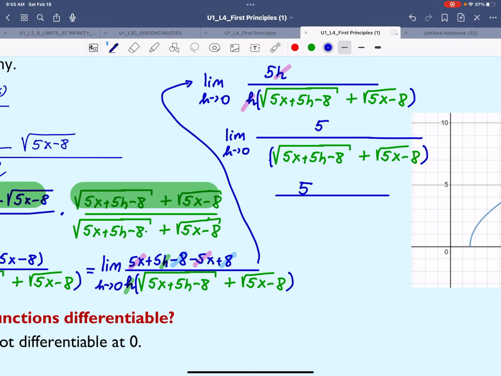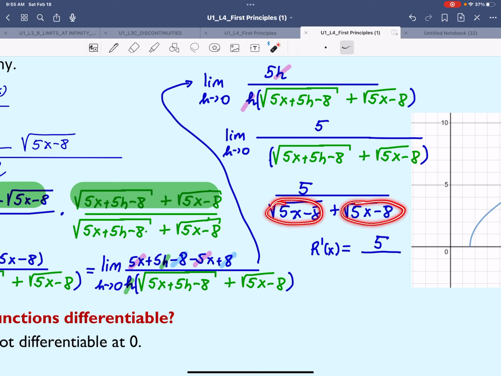So that will make 5 over, and here we go, we have the square root of 5x minus 8. Remember, h equals 0 will make this term 0. And then plus the square root of 5x minus 8. So we're going to say that the derivative of function r would be 5 over, notice how here we have two same square roots. So we will combine them, they're like terms, 2 root 5x minus 8.